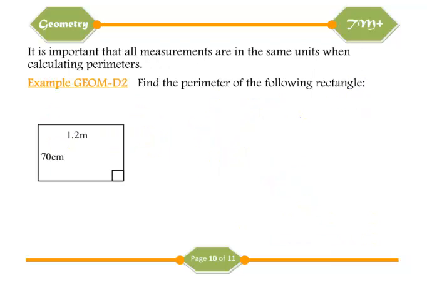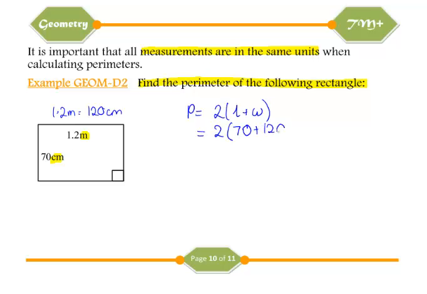Okay, now it's important that all measurements are in the same units, because if they aren't, you can't calculate the perimeters. So do that first. So here I've got find the perimeter of the following rectangle. You see here I've got metres and centimetres. Now it's probably easier to change your metres. 1.2 metres is 120 centimetres, and then find your perimeter. So perimeter is 2 lots of length plus W, so that's 2 lots of 70 plus 120, so 2 lots of 190, which gives me 380. And it's centimetres. If you went the opposite way, your answer would end up being 3.8 metres.